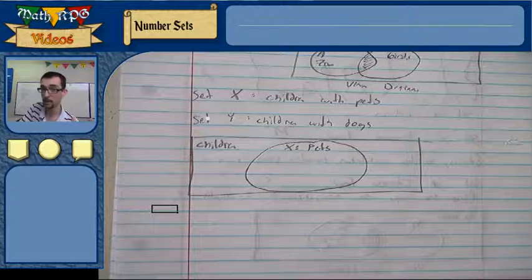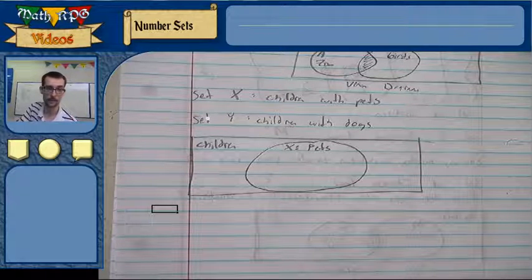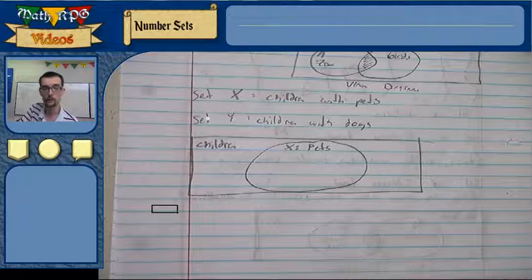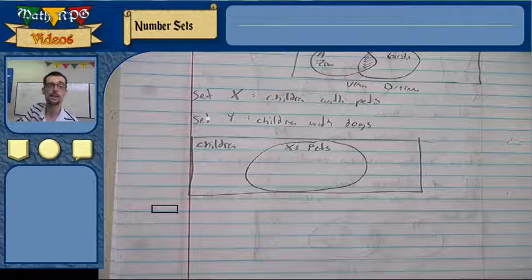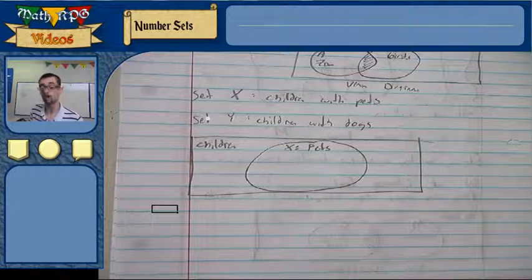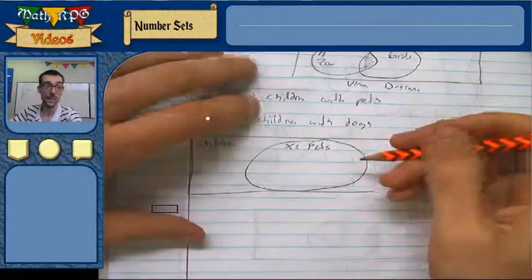Could you have a pet but not have a dog? Yeah, sure. You can have a cat or a canary or a hippopotamus, I suppose. Now, are there children who have dogs who don't have pets? Well, I guess you could debate it, but I'm going to say no. If you have a dog, by definition, a dog is a kind of pet.